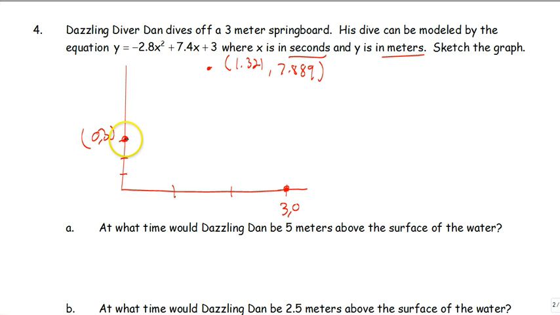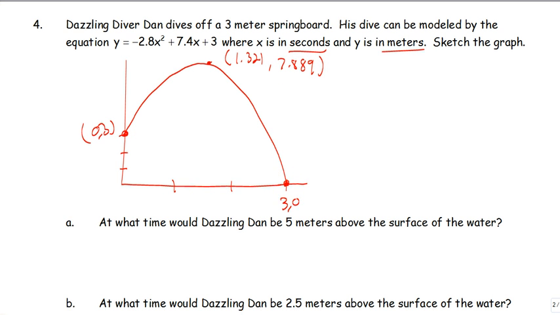So the diver, and again, this is just showing his height with respect to time. So at 0 seconds, he's 3 feet. At 1.321, he hits a maximum height of 7.889 feet. And then at 3 seconds, he's at 0 height.